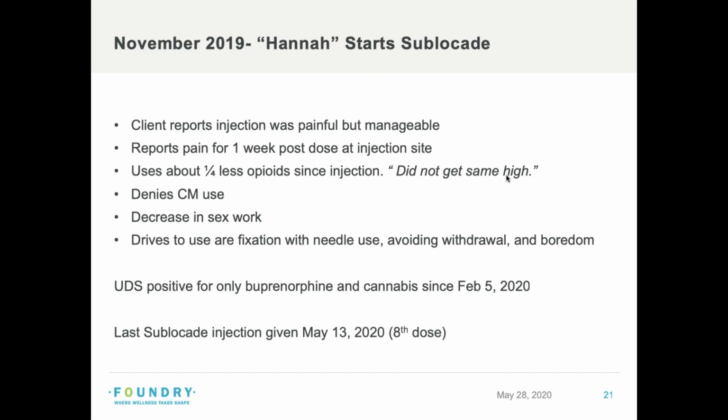they experience as boredom. So since being on the Sublocade since February, she has had her urines only positive for buprenorphine and cannabis. And her most recent injection was given on May 13th.